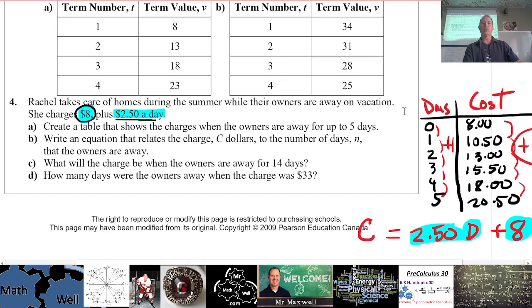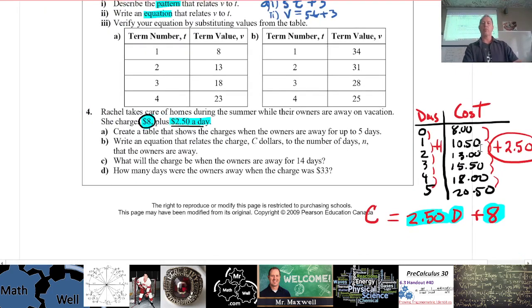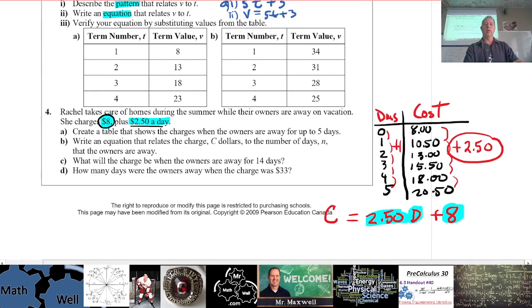So I won't go through this entire word problem, but if you want to, pause this and take a look at this question number 4 and what I've done with the graph over here to come up with this equation, then you can do that now and take a little closer look at it.